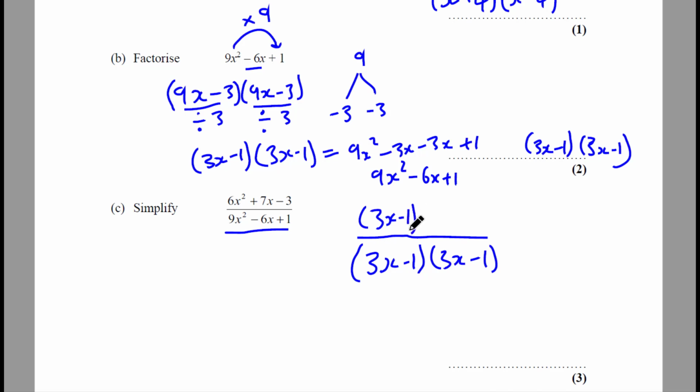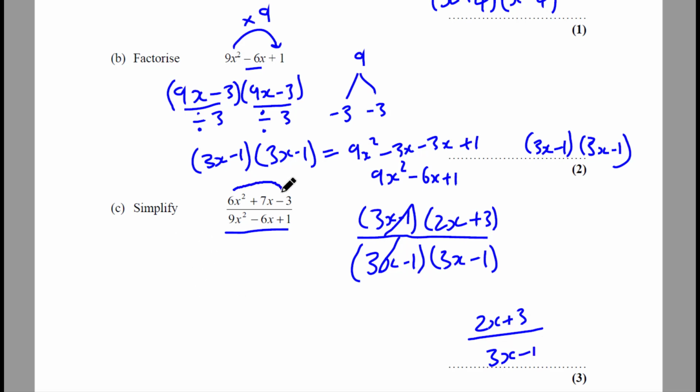Because one of them's got to cancel. But do just check. I can also do this by inspection. And I know that's correct, so that cancels. So that becomes 2x plus 3 over 3x minus 1. But it is a free marker, so you should factorise that.